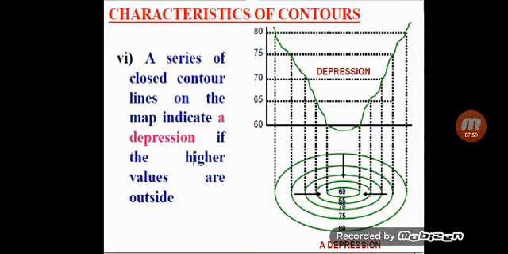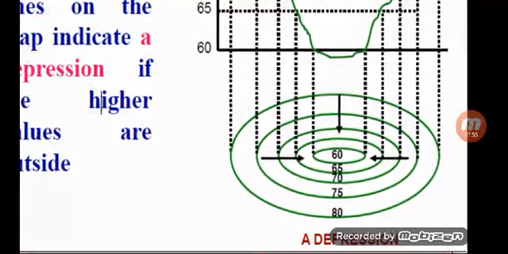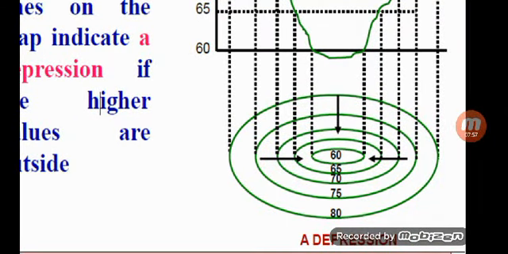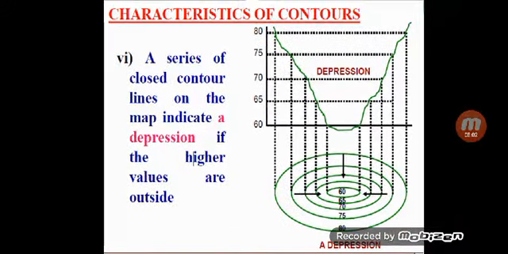Similarly, if higher values are outside, 80 is outside and 60 is inside, it represents a depression. Depression म्हणजे खड्डा.